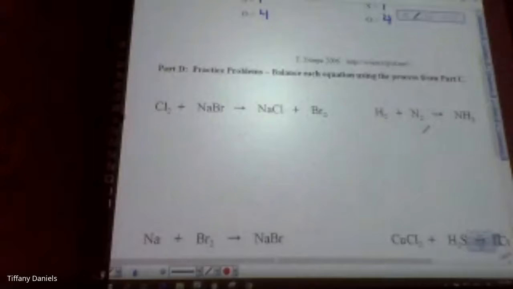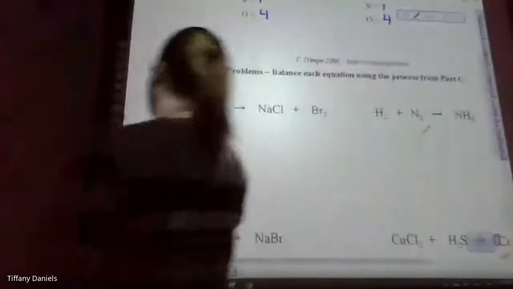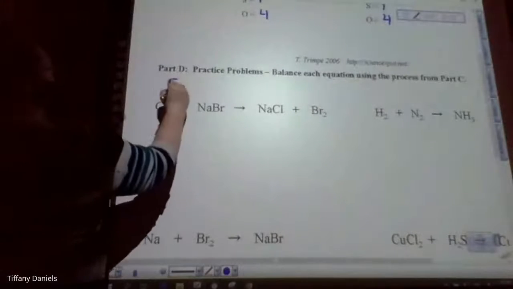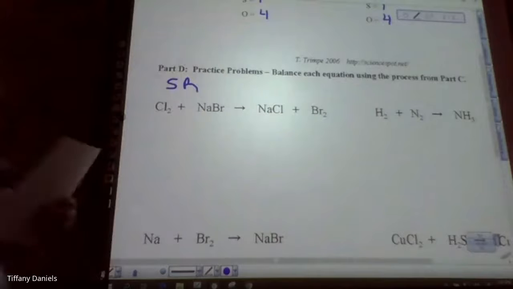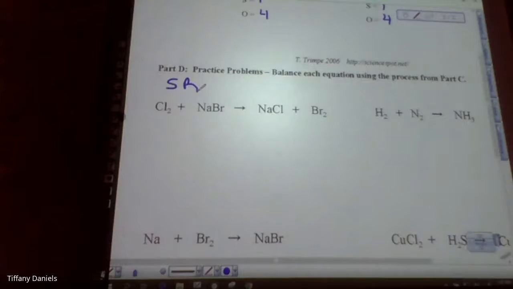So you have Cl2 plus NaBr yields NaCl plus Br2. That looks to me like a single replacement. So I'm going to write that on here, just because I want to be in that habit.